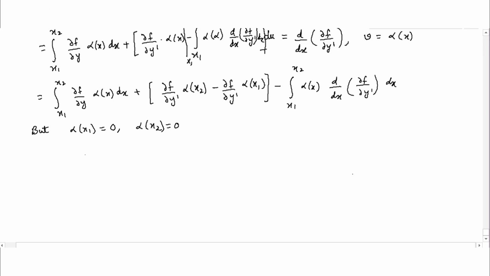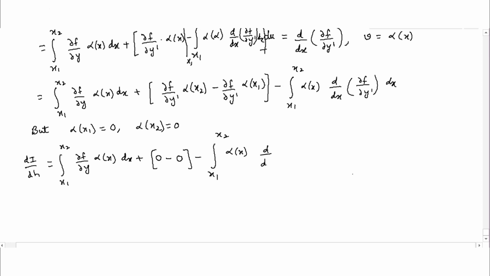So we'll plug these two values back into the above equation. If I plug that back in, I will get the expression dI/dh equal to the integral of x1 to x2 of ∂f/∂y into α(x) dx plus, here α(x2) is 0, therefore the first term will be 0. The next term will also be 0. Then minus the integral of x1 to x2 of α(x) into d/dx of ∂f/∂y' dx.